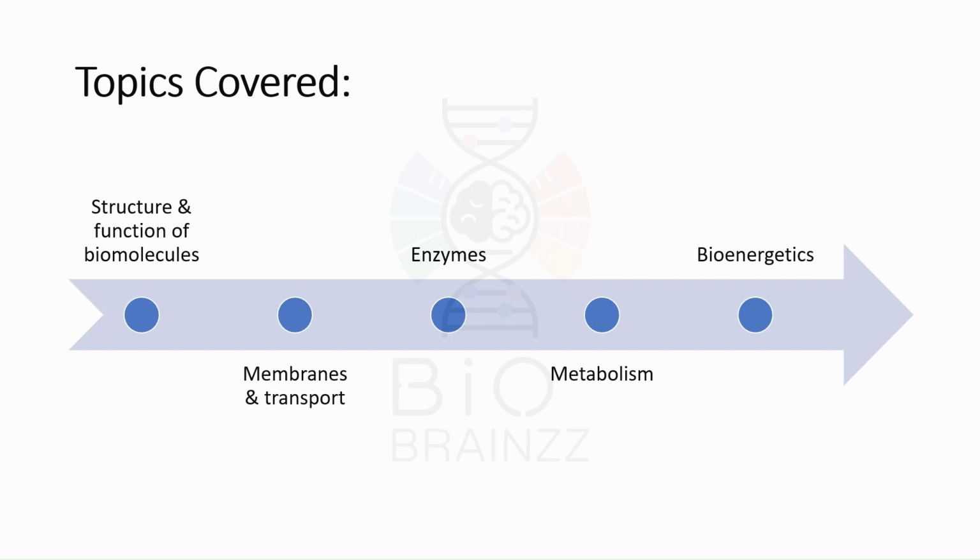In this unit, we are going to study multiple interconnected topics. We will begin with structure and function of biomolecules, then move towards membranes and transport, followed by enzymes, metabolism, and finally bioenergetics. It is important to understand that all these topics are linked. For example, enzymes control metabolic pathways, membranes regulate transport, and bioenergetics explains how energy flows in these processes. So always try to study these topics in an integrated way rather than separately.